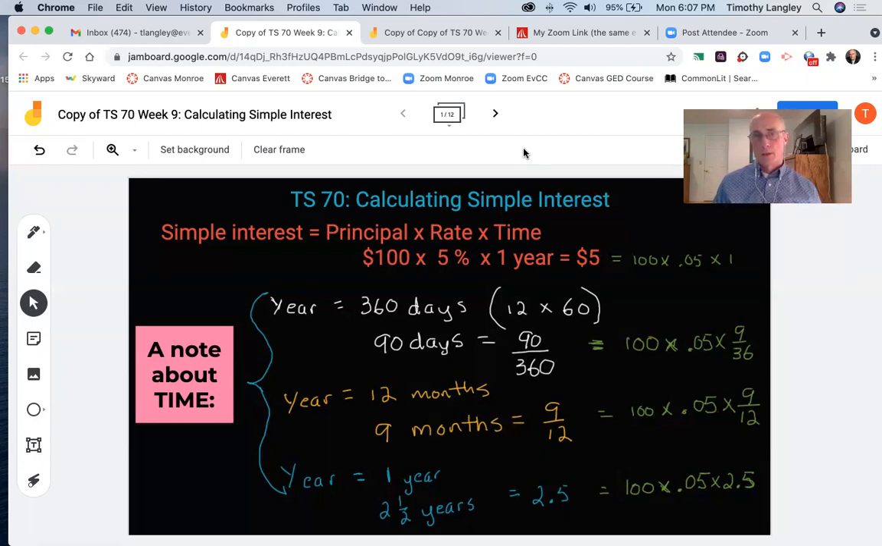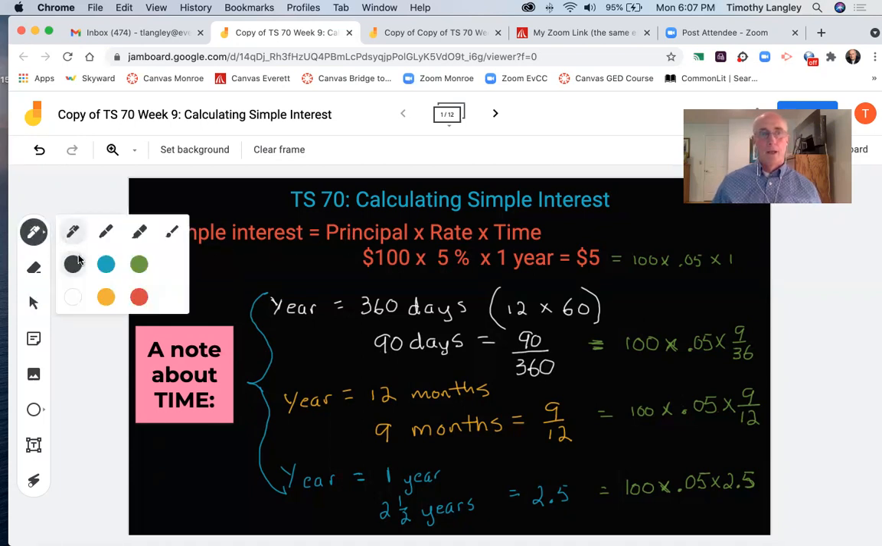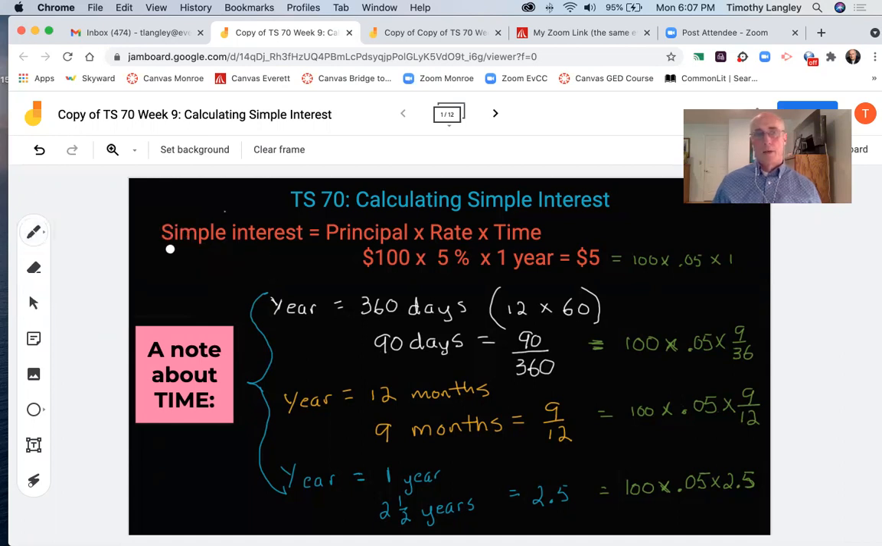Let's look into the specifics of how the math works, okay? So simple interest, as you can see on the screen here, has a formula. It's kind of a magic formula. And that formula is that if I'm trying to calculate simple interest, I do principal times rate times time, okay? Those are the three things. So principal times rate times time. You can copy those down. Let me explain what they are.